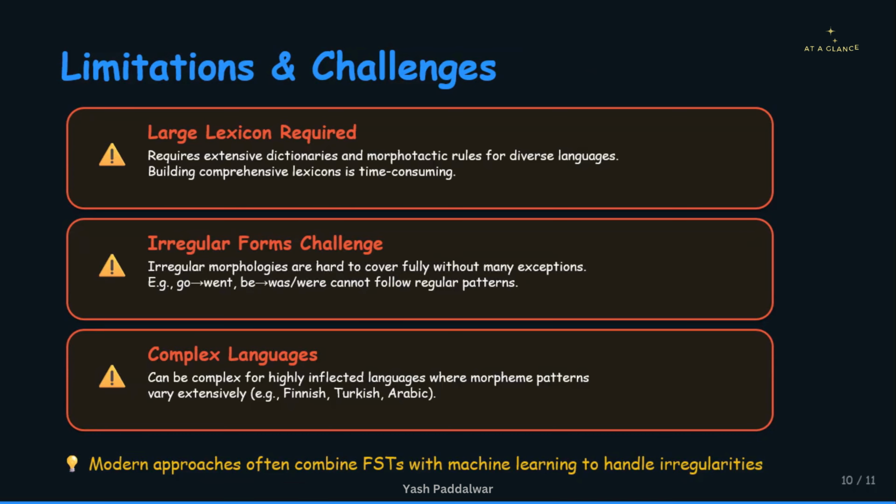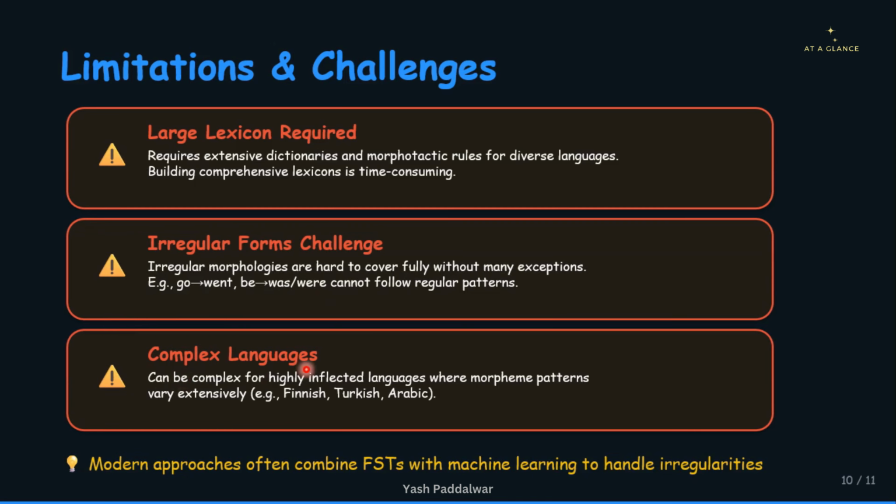Now there are certain limitations and challenges that arise with this concept. The very first is that a large lexicon is required. It needs a large dictionary and many rules. The next challenge is irregular forms. Irregular morphologies are hard to cover fully without many exceptions. For example, go converts to went, be converts to was, were, which cannot follow regular patterns. So there have to be strict rules that need to be created separately. On this particular task, the FST won't work accurately.